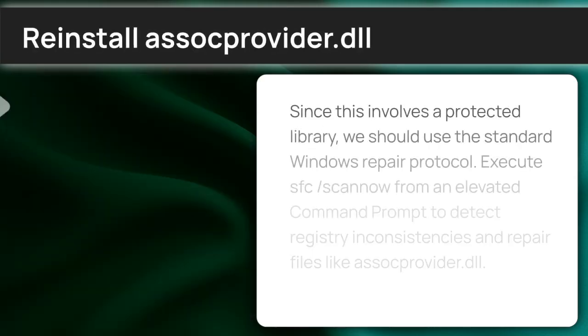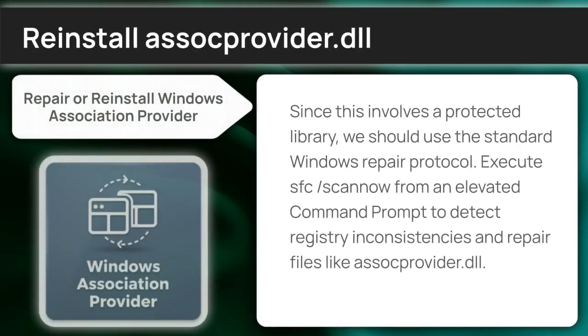Since this involves a protected library, we should use the standard Windows repair protocol. Execute sfc /scannow from an elevated command prompt to detect registry inconsistencies and repair files like Association Provider.dll.